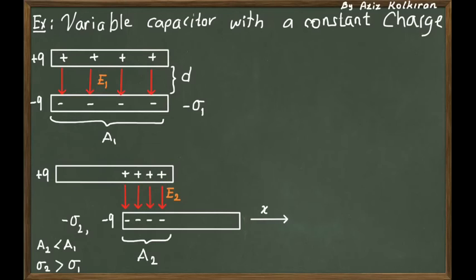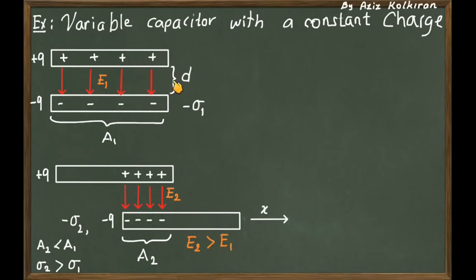And let's call the electric field strength in the first case E1, and in the second configuration, E2. Of course, because the electric field strength only depends on the charge density of one of the surfaces, in the second case, since the charge density increases, the electric field strength E2 will be increasing, and E2 will be larger than E1.